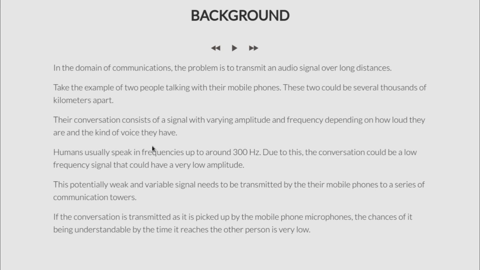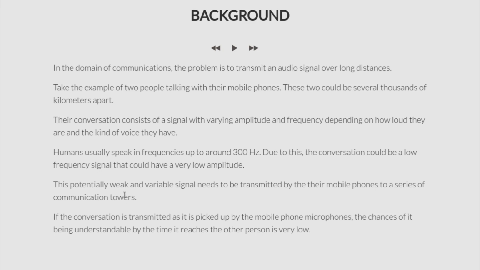Now, just to give you a ballpark number, humans usually speak at frequencies between 100 Hz and 300 Hz. This range of 100 Hz to 300 Hz is considered to be low frequency. So therefore, the signal representing the human conversation can be said to be a low frequency signal that could have a very low amplitude, because we are talking about the worst case. The best case is people speaking very loudly, but in reality that may not be the case. You may be speaking quite softly.